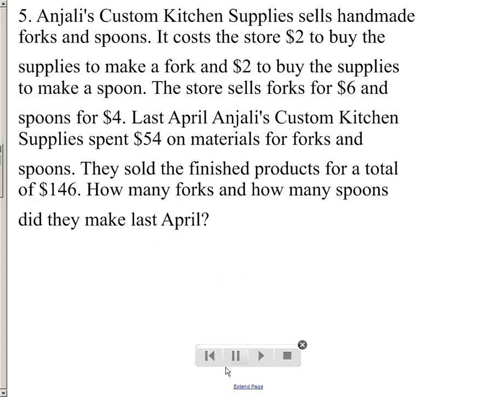All right, so this kitchen supply company, they make custom spoons and forks, and they give you a really long problem here. You've got to decipher what's going on through there. The first thing is just know what they're asking you for. They want to know how many forks and how many spoons did they make last April. And so let's just make it pretty simple. F equals number of forks, S will equal the number of spoons.